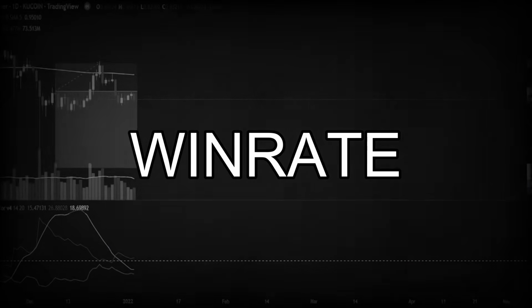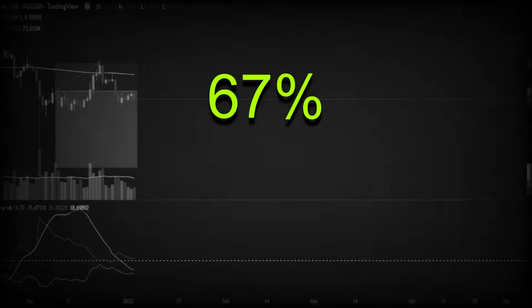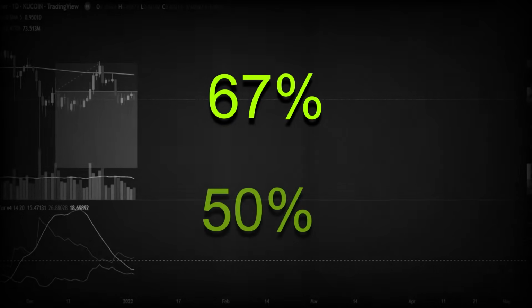The win rate for this strategy on commodities and crypto is 67%, but it is only 50% when tested on indices.